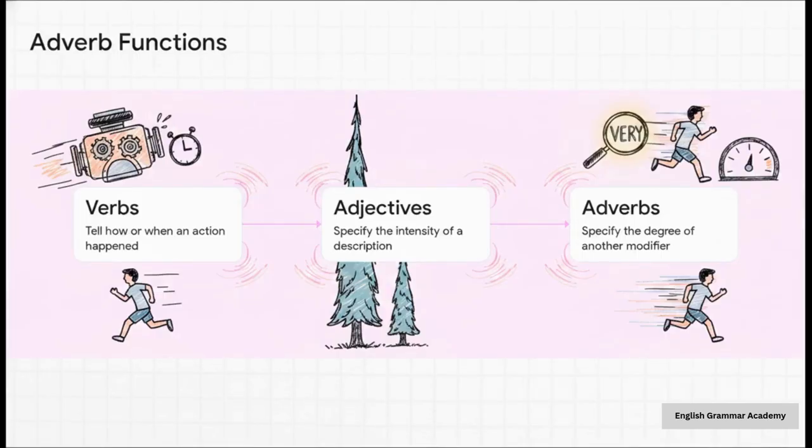That's where adverbs come in, the ultimate modifiers. They work in 3 distinct steps. First, they modify verbs, telling us how or when an action happened, like running quickly. Second, they modify adjectives to show intensity, like being very tall. And third, they can even modify other adverbs to specify the degree, like running incredibly quickly. It's like a layering effect.